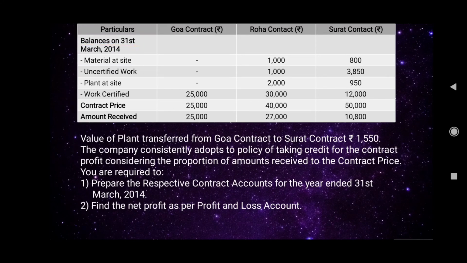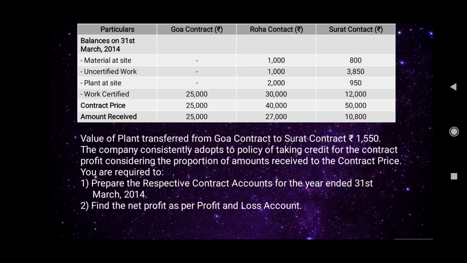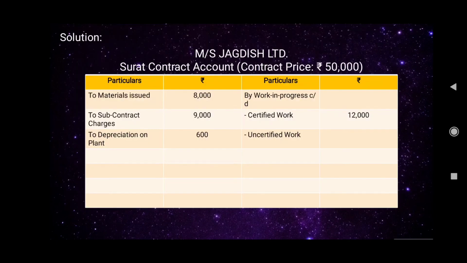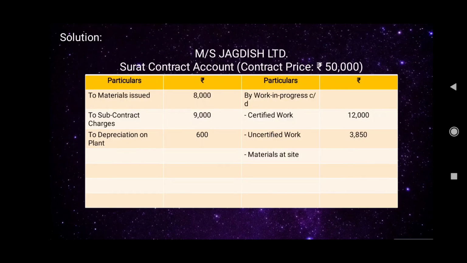Balances as on 31st March 2014. So first we'll record work certified, amount is given as 12,000 for Surat contract. So we'll record it on the credit side by work in progress carried down. Certified work is given as 12,000. Next we'll record uncertified work, which is 3,850. So we'll record it uncertified work, amount is given as 3,850. Next is material at site, amount is given as 800. So we'll record it. Materials at site, amount is 800.